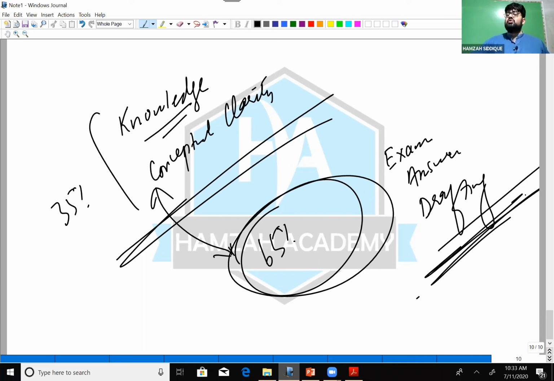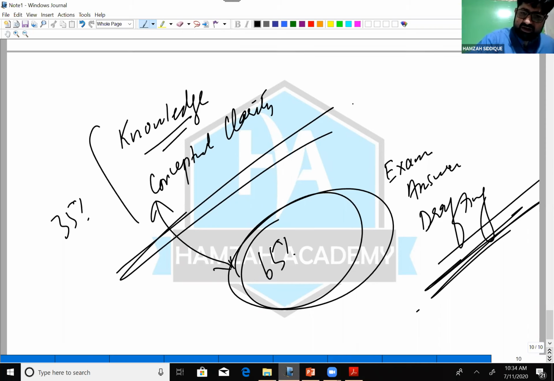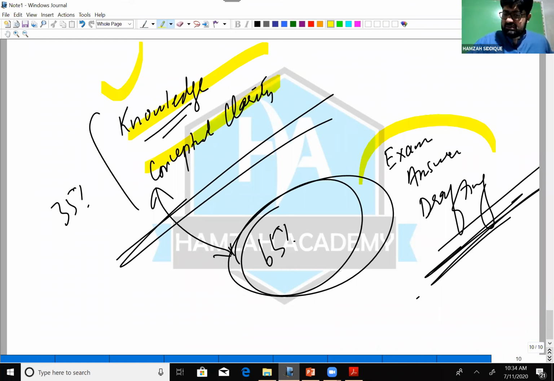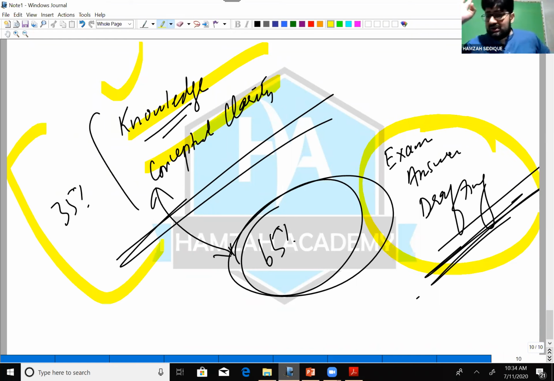If you do, you know everything, but if you do not write the answer the way the examiner wants, unfortunately, you will not pass the exam. Unfortunately. And it is a bitter truth. So from day one, I am telling you that, of course, knowledge is the base. If you have knowledge, then you can go for it. But having knowledge is not enough, not sufficient.